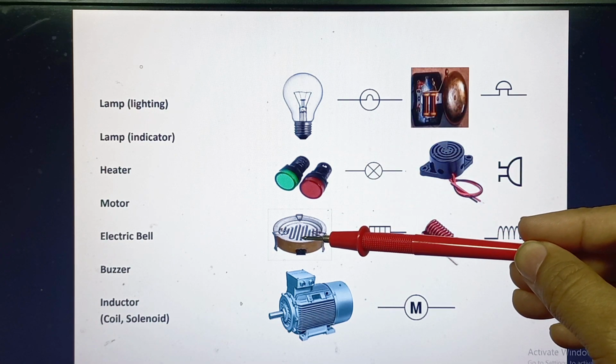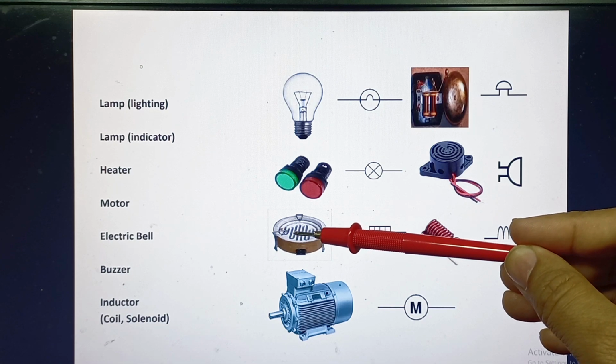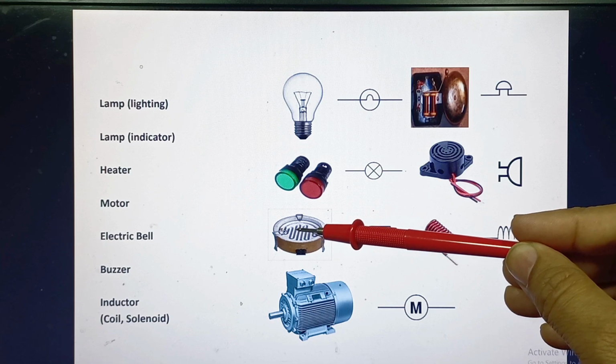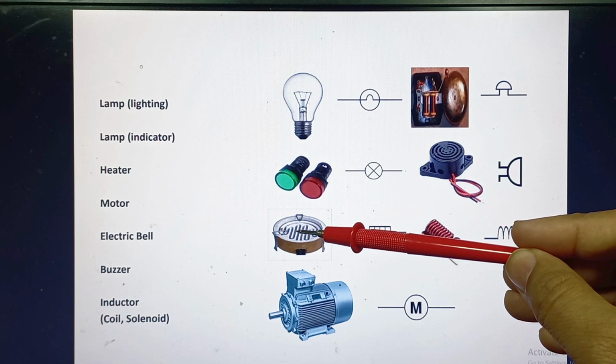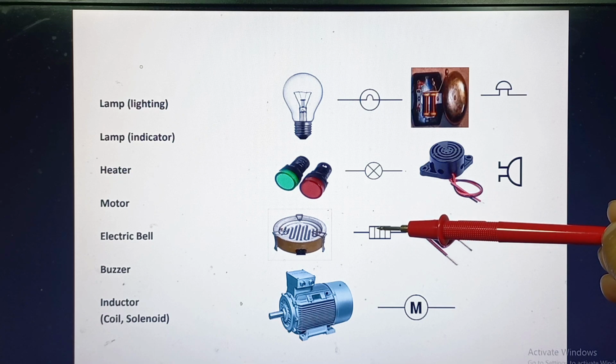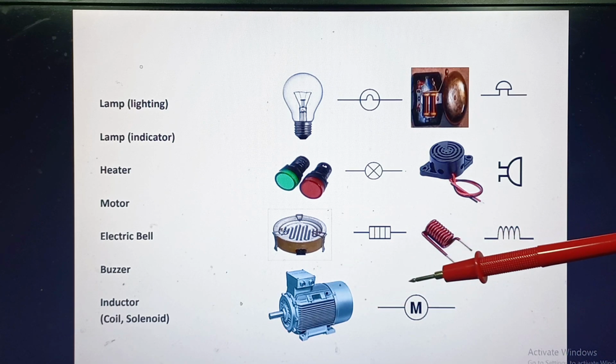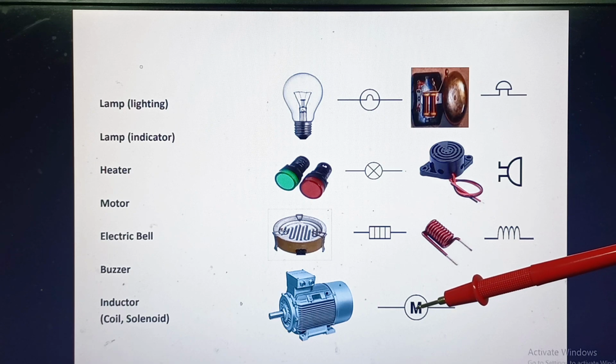This is your heater, which is the physical appearance, which is shown. It represents a heater, and this one is the symbolic representation of a heater. This is your electric motor, or we call it an electric machine. This is the symbolic representation of your motor.